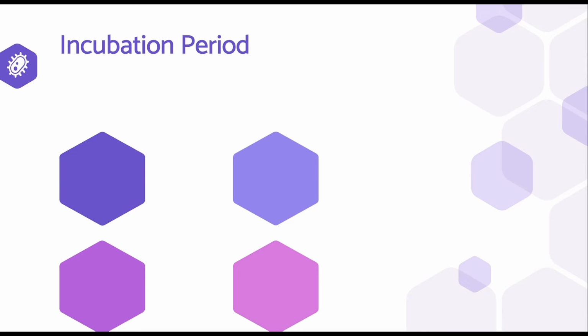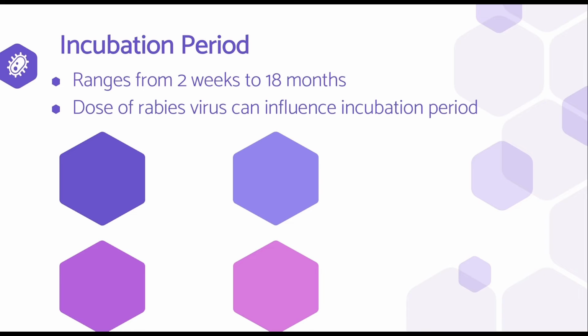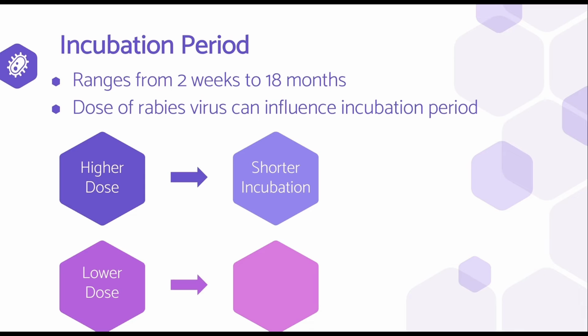In rabies virus, the incubation period can vary a lot compared to other viruses and can range from 2 weeks to 18 months. The dose of rabies virus administered during exposure can influence the incubation period. Higher doses contribute to a more rapid deterioration of the host and a shorter incubation period. Lower doses lead to a longer incubation period, and can possibly increase the chances of an abortive infection. It is very important that post-exposure prophylaxis is administered during this time, since symptoms have not yet developed.